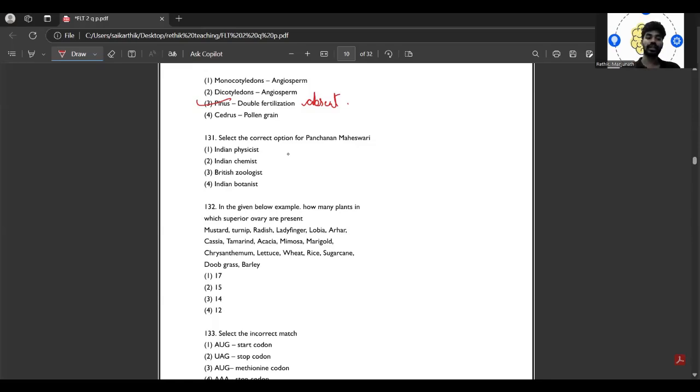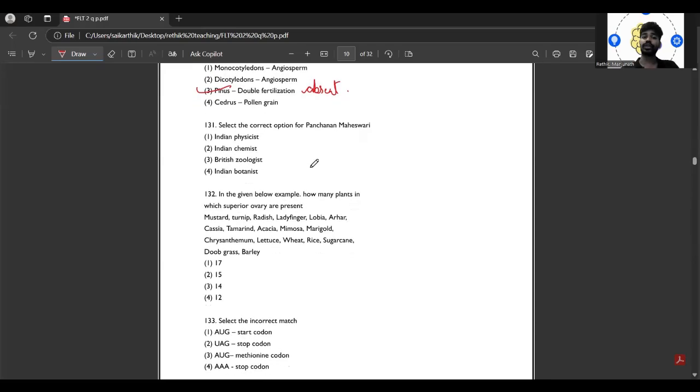Next we have 131. Select the correct option for Panchanan Maheshwari. Who is she? She is actually an Indian botanist. So it is again a direct question from the textbook. She is an Indian botanist. So it comes in reproduction, and especially in the sexual reproduction of flowering plants. Yes, it does come in the sexual reproduction of flowering plants.